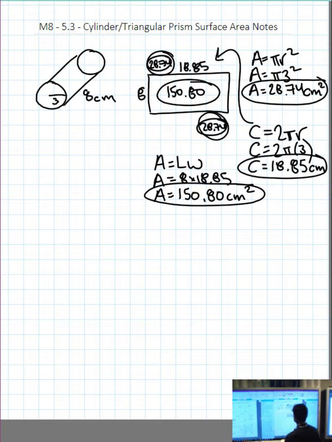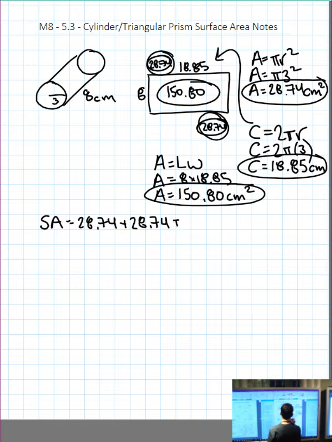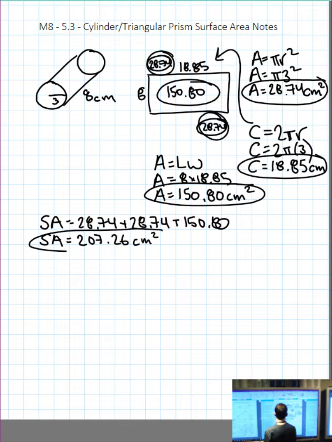These tiny little tricks to do are very good. Try not to be lazy and just think, oh, I got the answer. Don't even circle it. Circle it. Put it in the diagram. Circle it. Then we're going to find the surface area, SA, simply by adding them all up. 28.74 plus 28.74 plus 150.80. And we get a final surface area of 207.26 centimeters squared.